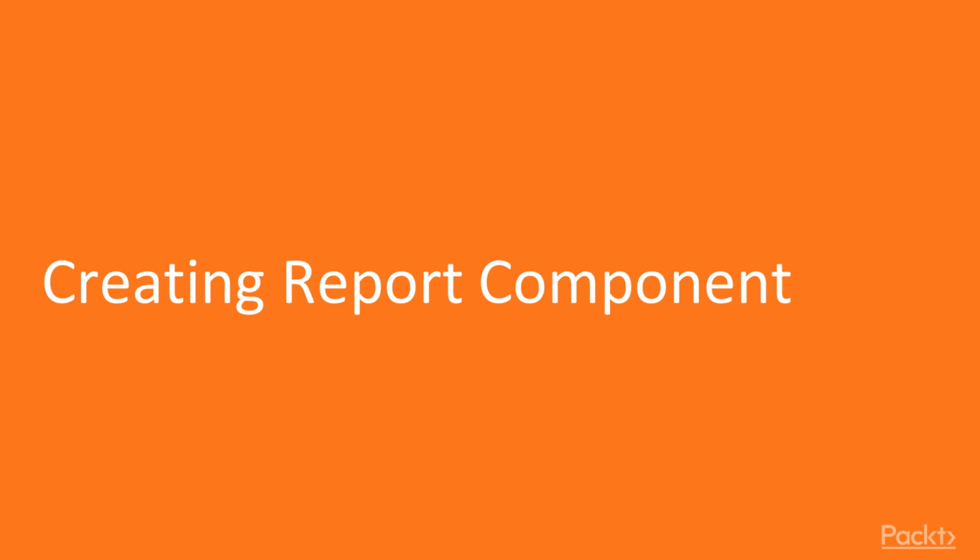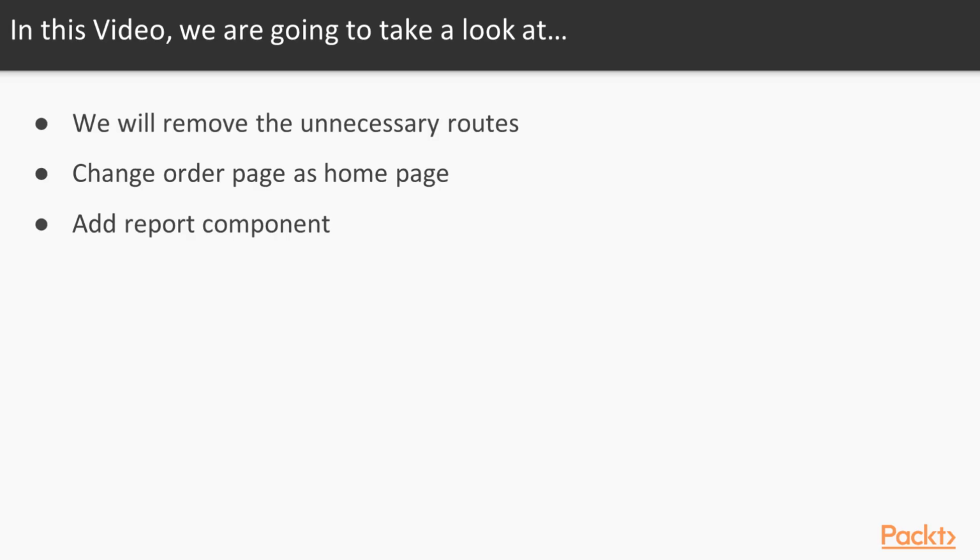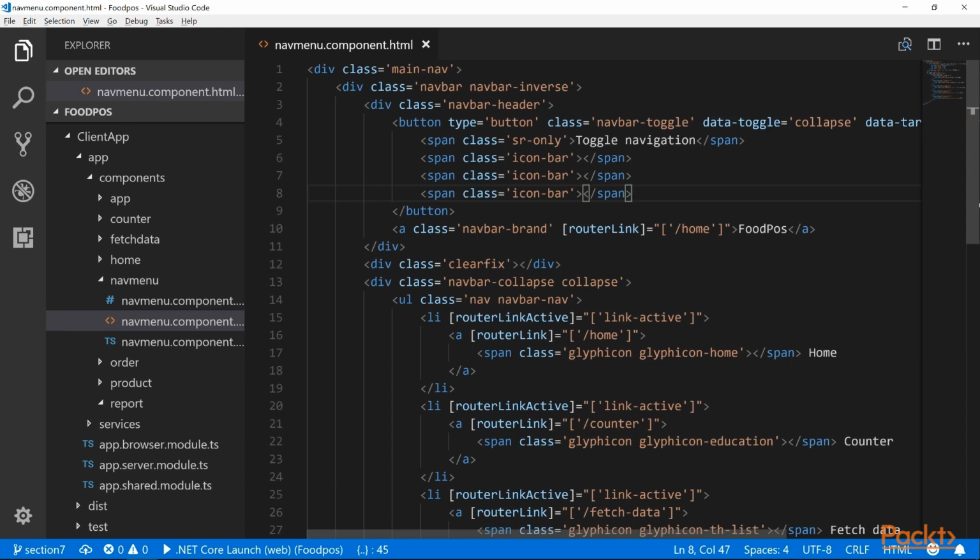The title of this video is Creating a Report Component. In this video, we will remove the unnecessary routes from our application. We will change order page as home page, and we will also create a new report component in our application. Now let's jump into Visual Studio Code and start coding.